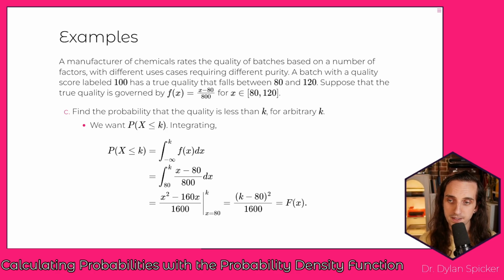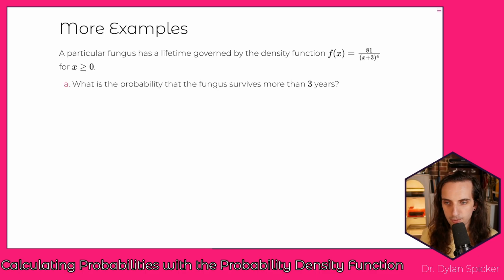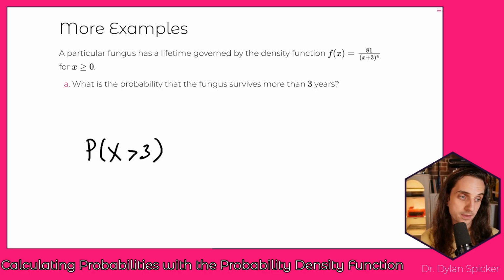Taking a look at another example, we have a particular fungus that has a lifetime governed by a particular density function. That density function is 81 divided by (x plus 3) to the power of 4, defined for all positive values of x. Now, what's the probability that this fungus survives for more than 3 years? Here, what we want is the probability that x is greater than 3.